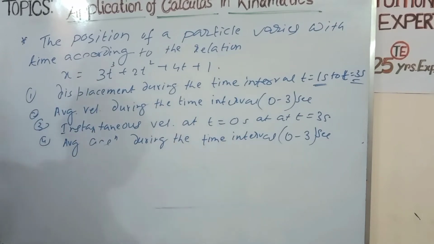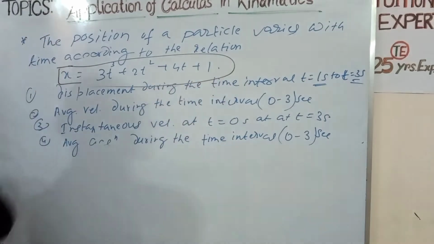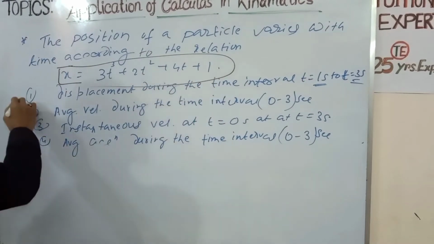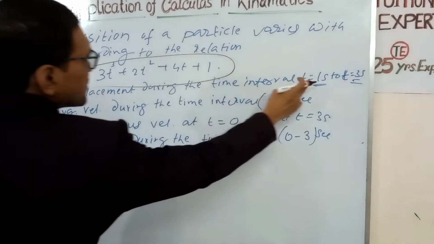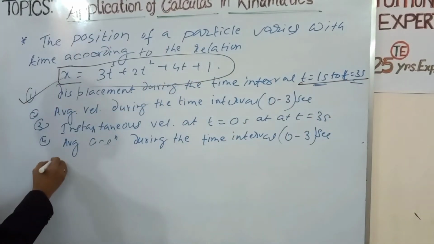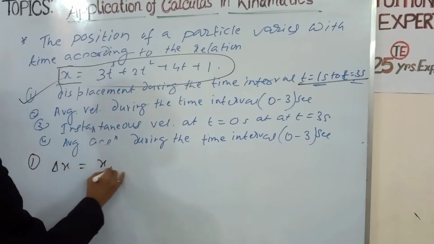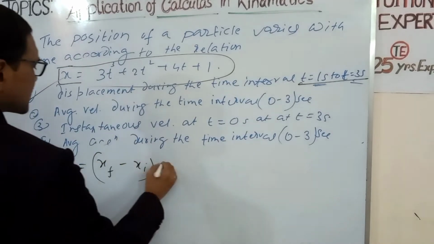The solution becomes: this is the displacement versus time equation. We have to find the displacement during the time interval t equal to 1 second to t equal to 3 second. Displacement means final position minus initial position, xf minus xi.